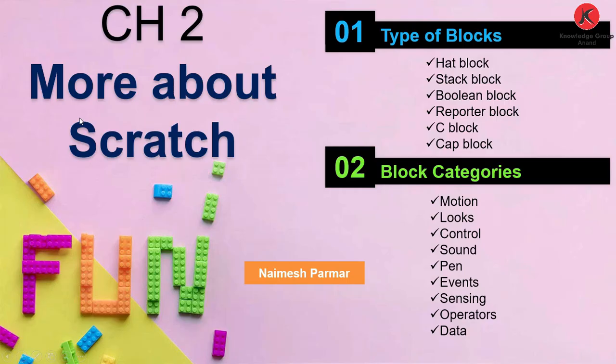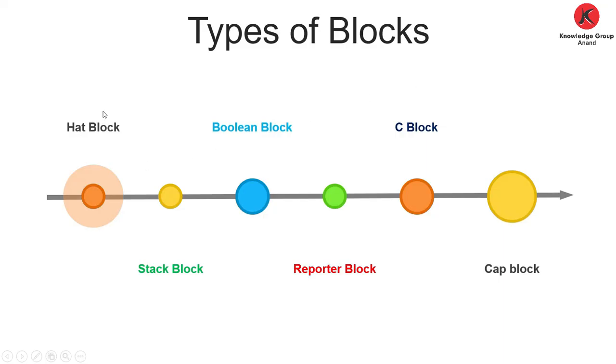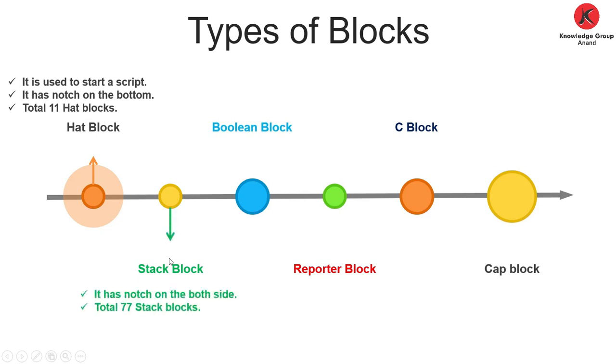So let's start our first topic, that is types of blocks. There are blocks. First one is head block. Head block is used to start a script. It has a notch on the bottom side, and totally there are 11 head blocks. Second, stack block. It has a notch on both sides. Totally there are 77 blocks.